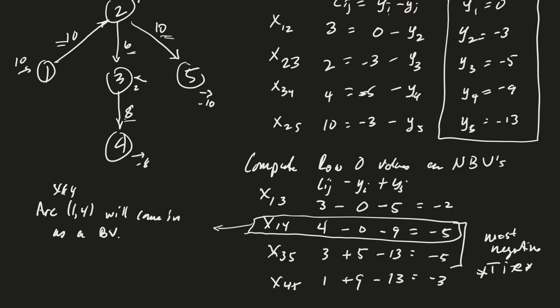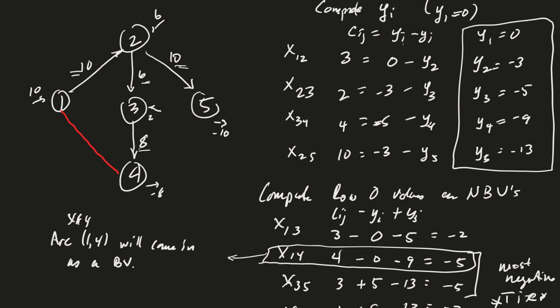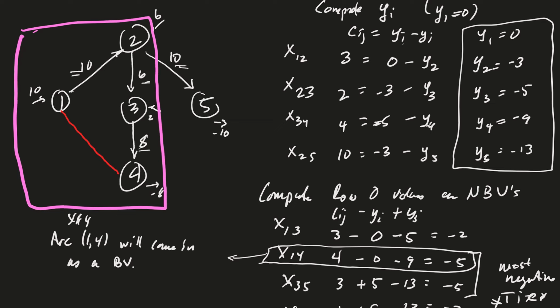But of course, if I bring in x14, what happens? Yes, I get a loop, and so the loop is here. Does everybody see that? Okay, and so if I bring in x14, whoops, thing moved here. Let me bring in the red. I need to redraw that real quick.